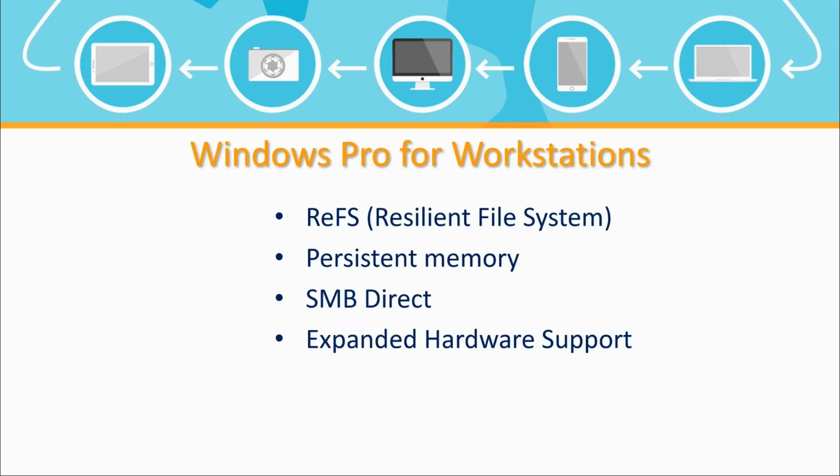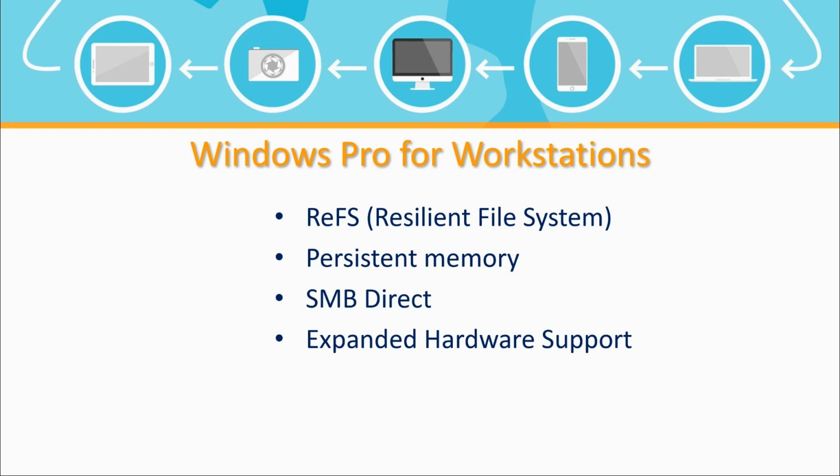So then that brings us into Pro for Workstations, and essentially it's a lot like Windows Professional, but Pro for Workstations gives you a few other little features that are for more powerful machines, like the resilient file system capability. This is for supporting lots of hard drives in a machine.